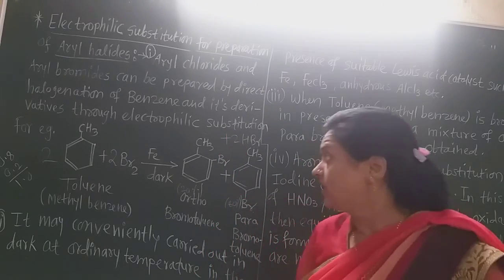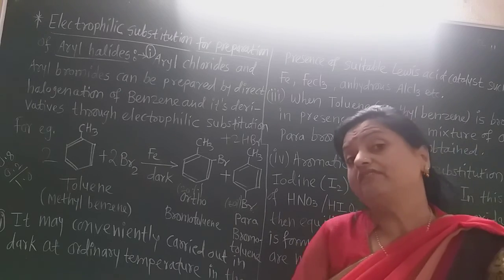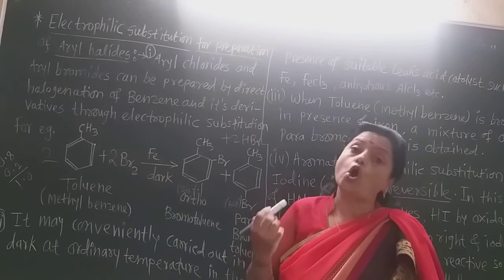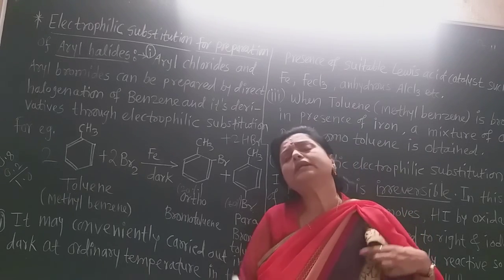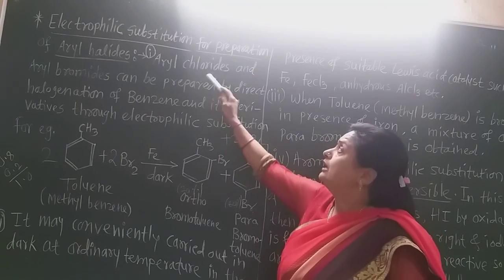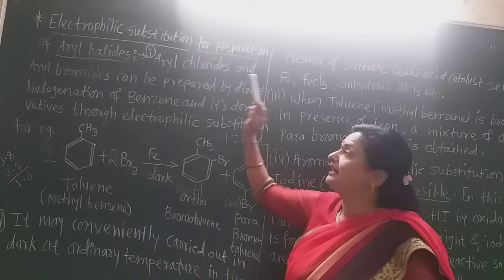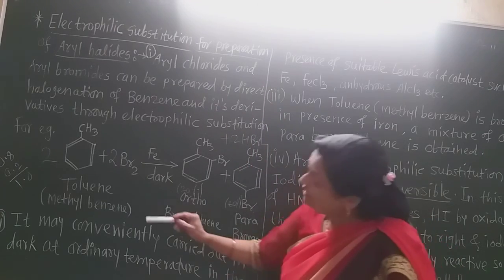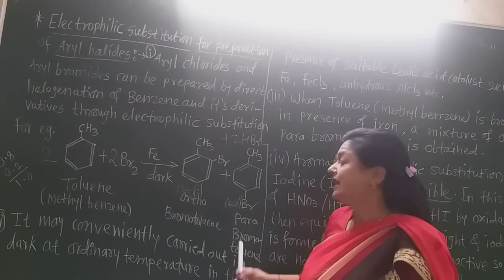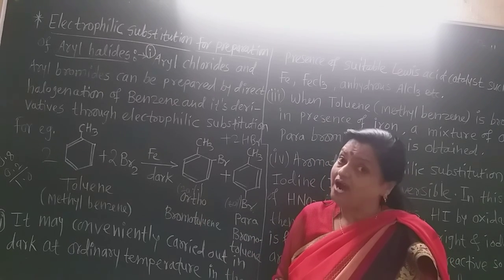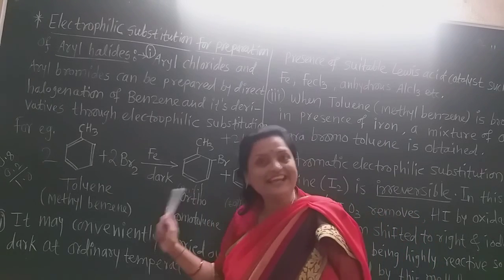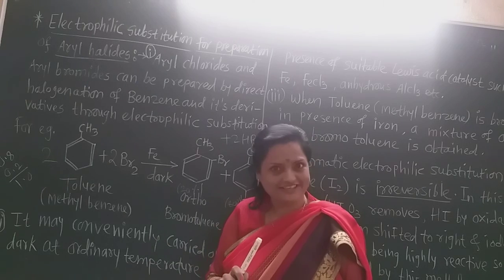Now, again into this reaction, there is always a short note asked. Write down the short note on electrophilic substitution of formation of aryl halides, or only the electrophilic substitution reaction. Now, the first point is aryl chlorides and bromides can be prepared directly by halogenation. That means we can use chlorine here also. Then we obtain the orthochlorotoluene and parachlorotoluene. But for iodination and for fluorination, this direct halogenation reaction is not convenient.